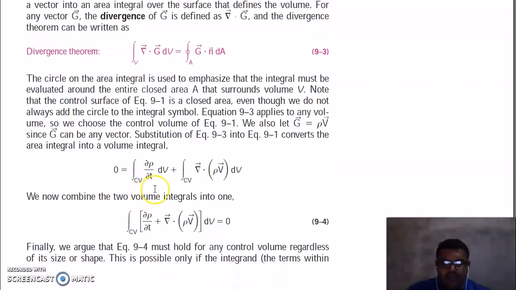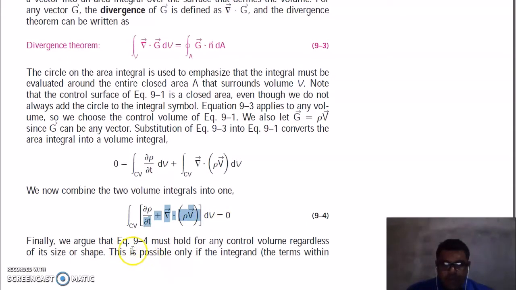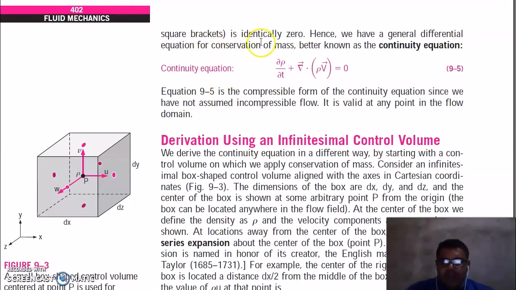You can combine these two into one. This is the control volume integral of this equation. Now, the integral of a term cannot be 0. It can be 0 only when this term is equal to 0. If this value is 0, only in that case is the integral 0. Finally, we argue that this equation must hold for any control volume regardless of its size and shape. This is possible only if the integrated terms within the square bracket are identically 0.